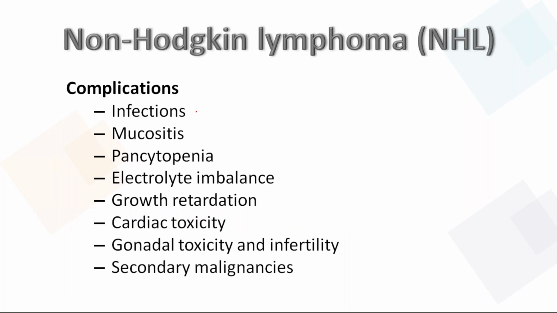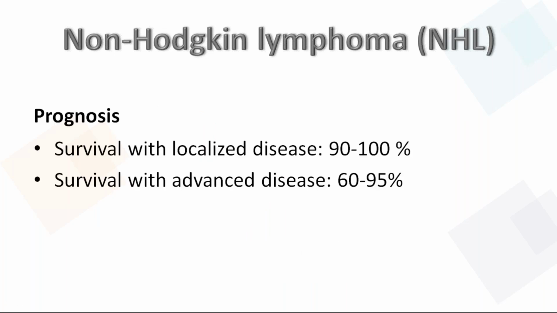Treatment of complications: you can see new infections, mucositis, pancytopenia, electrolyte disturbance, growth retardation, cardiac toxicity, gonadal toxicity leading to infertility, and secondary malignancies. Again, when I said one lymphoma is there, they may develop Hodgkin also in addition to this. All these things you have to keep in mind. So if these complications are present, you have to manage them.